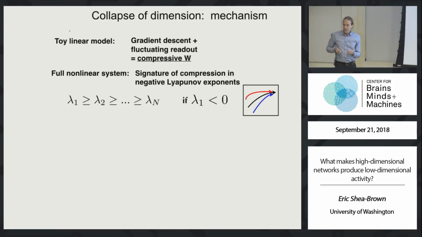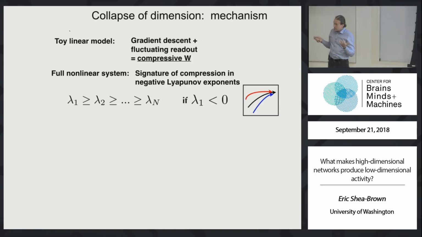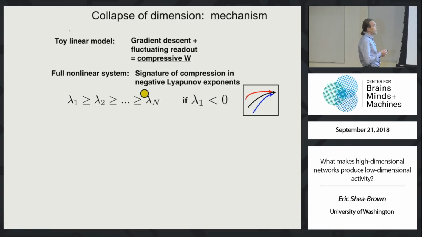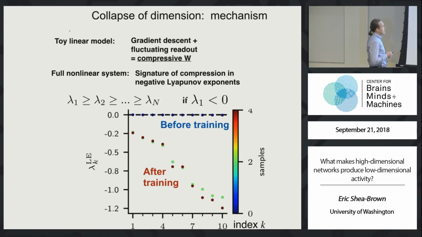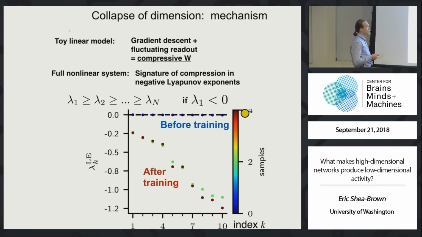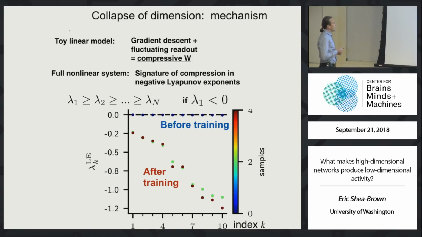The signature of this type of compression in a fully nonlinear system, getting away from our linearized toy models, is the idea of negative Lyapunov exponents. So these generalize eigenvalues to the case of trajectories that don't necessarily settle down to fixed points. If we look at the Lyapunov exponents of our fully nonlinear system before training, they're all neutral, indicating no particular compression.